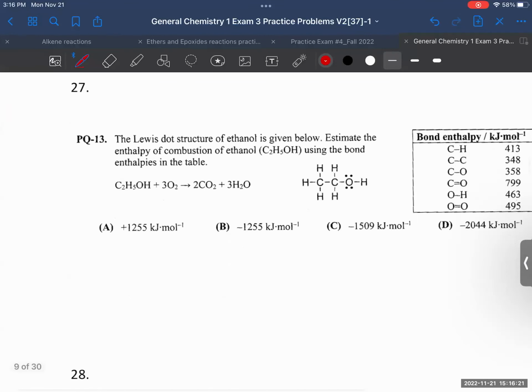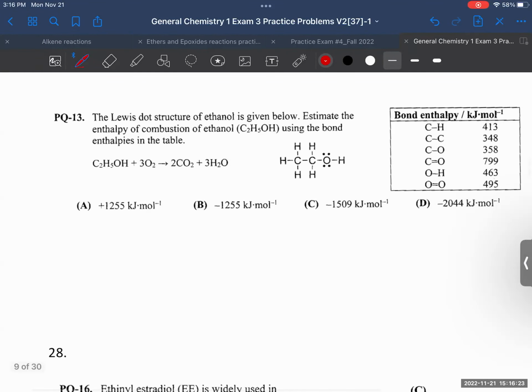Anyways, let's do our formula. So delta H equals the sum of bonds broken minus the sum of bonds formed. It's basically a fancy way of saying reactants minus products. But don't get this confused with the formation equation where you do products minus reactants. You don't want to get that confused with this.